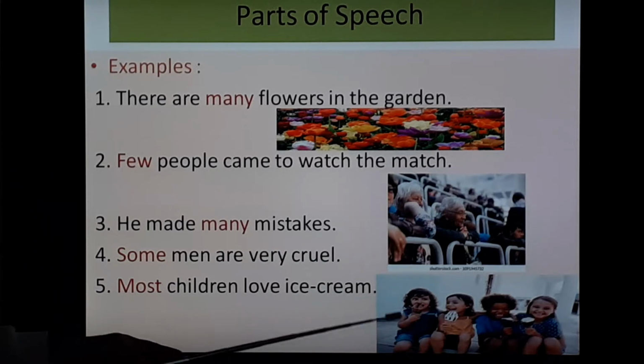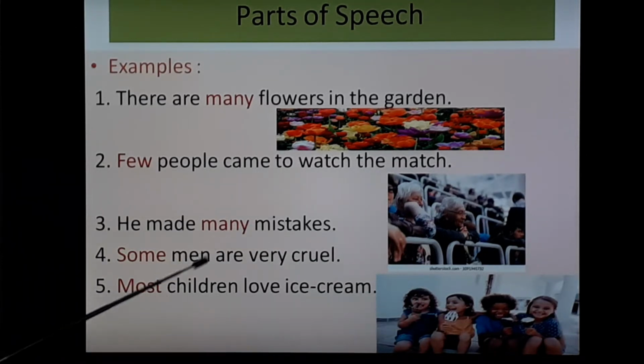Most children love ice cream. Children, countable nouns, and before that most is given. So this most is called adjective of number. Hope you understood well.